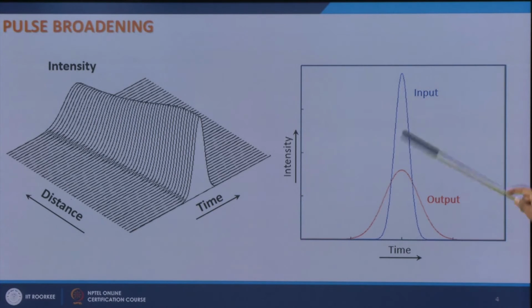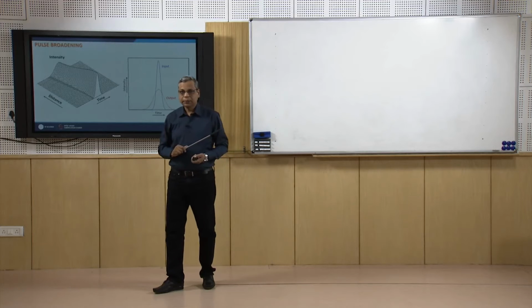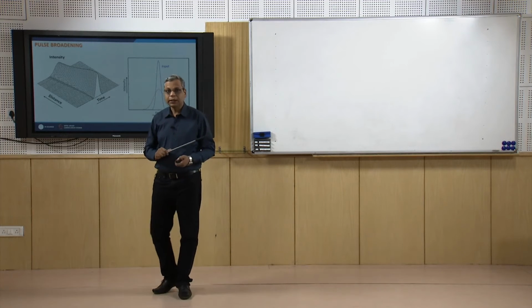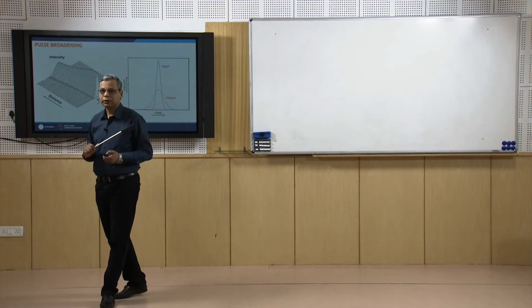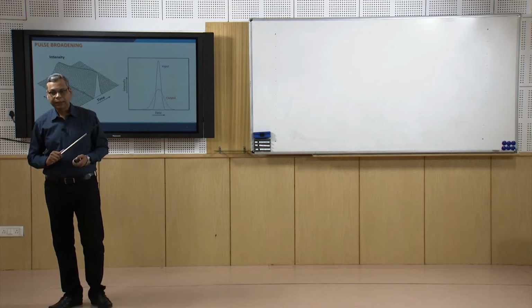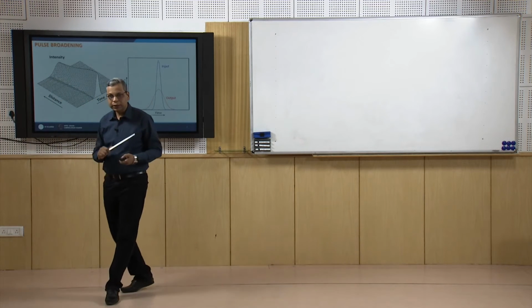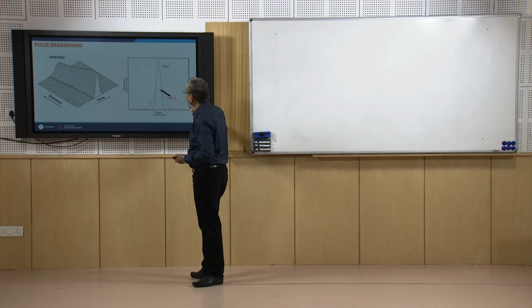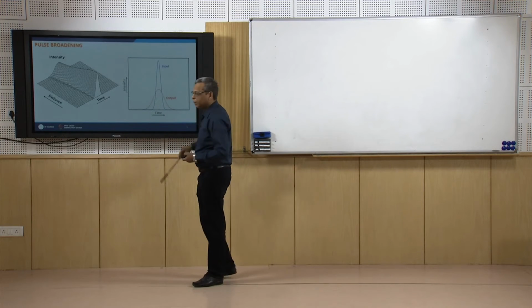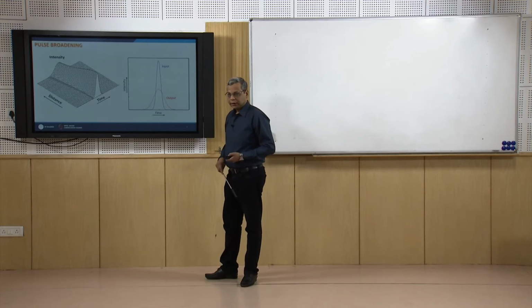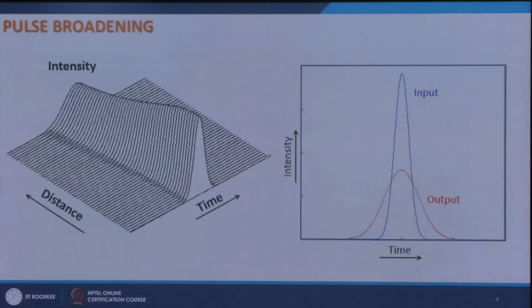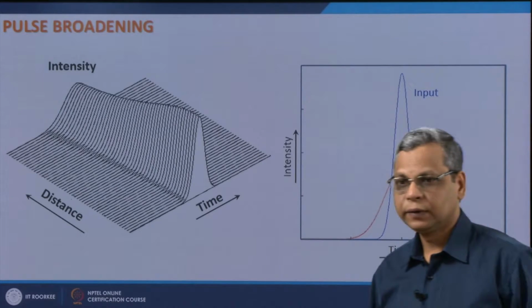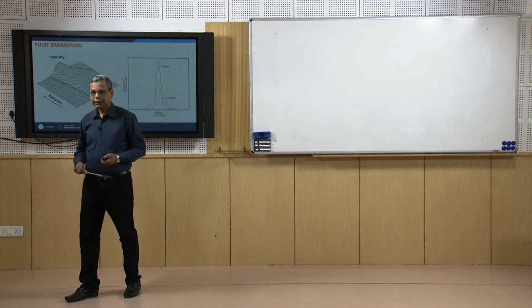So the pulse clearly gets broadened, but the total energy in the pulse will always remain constant if I assume there is no attenuation. In the absence of attenuation, the total energy in the pulse remains constant. So when the pulse broadens, its amplitude goes down, or its peak intensity goes down, so as to have the total energy conserved.